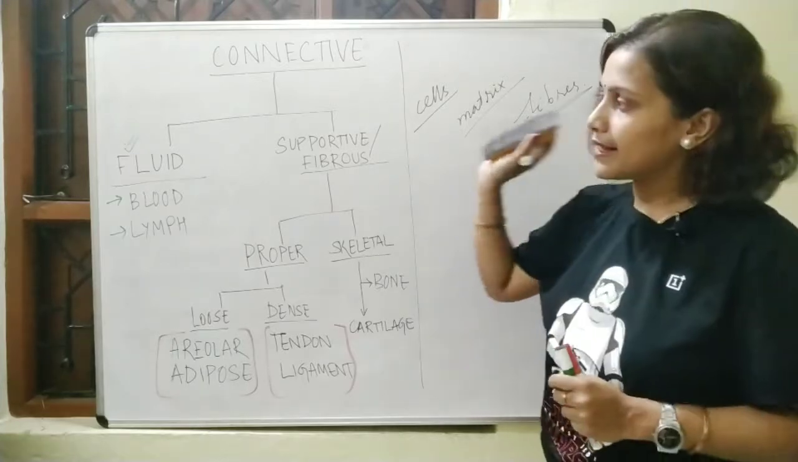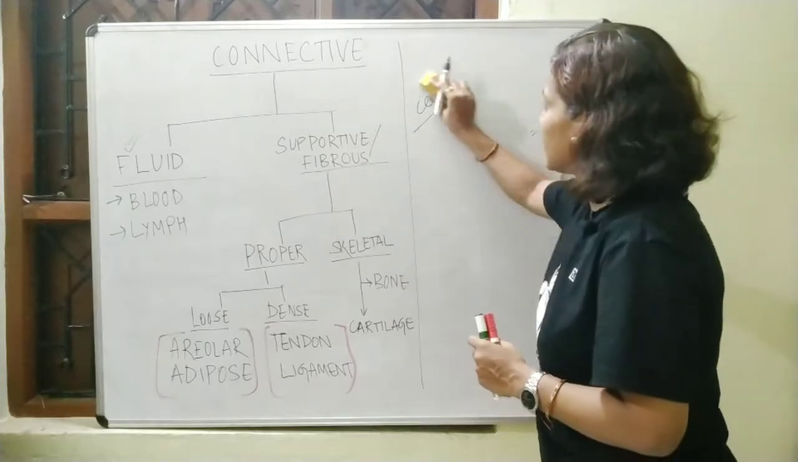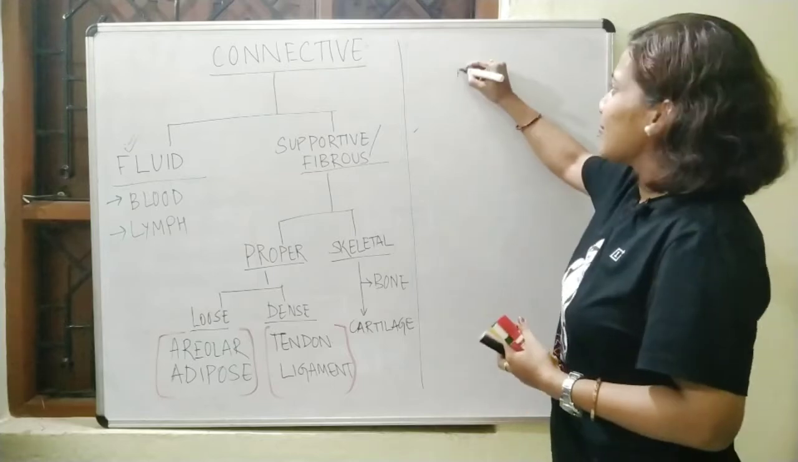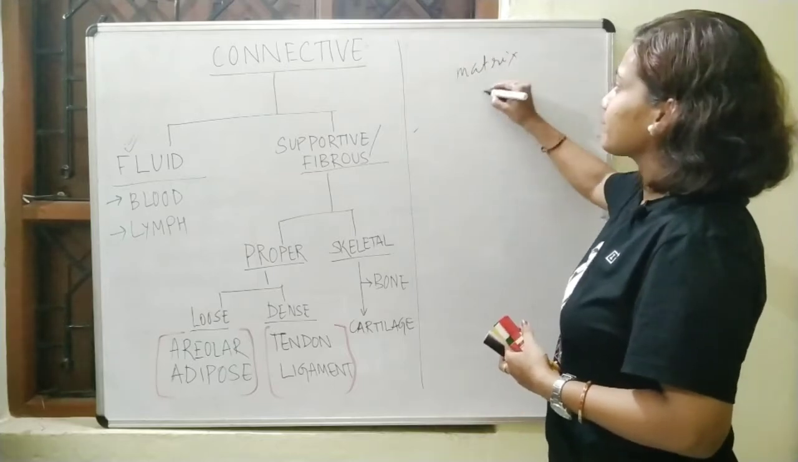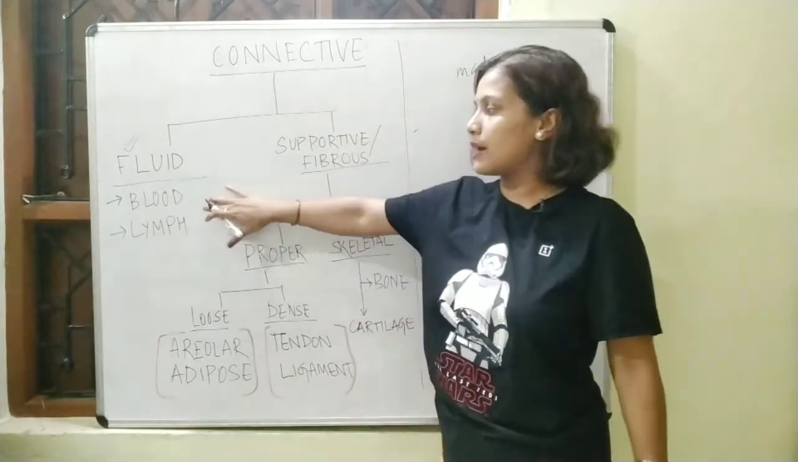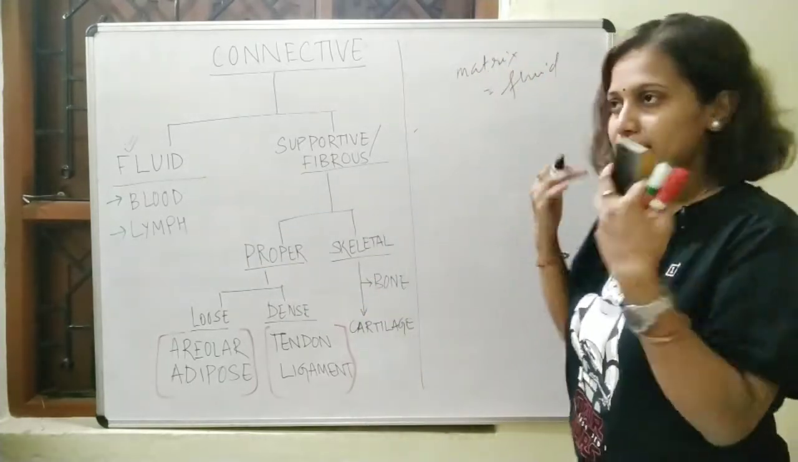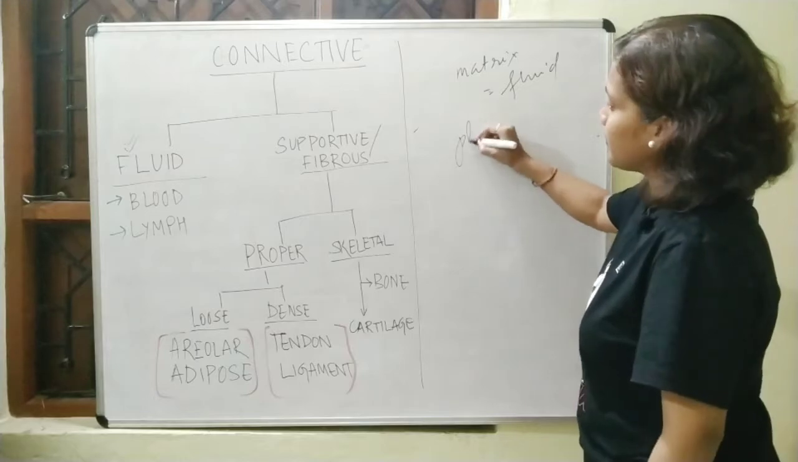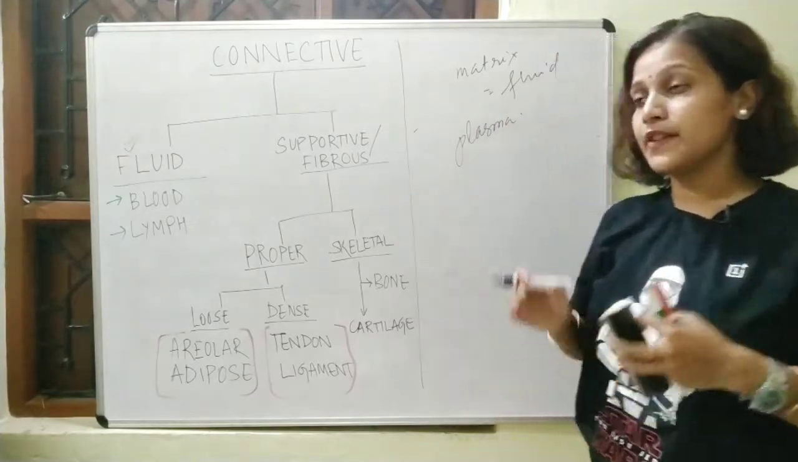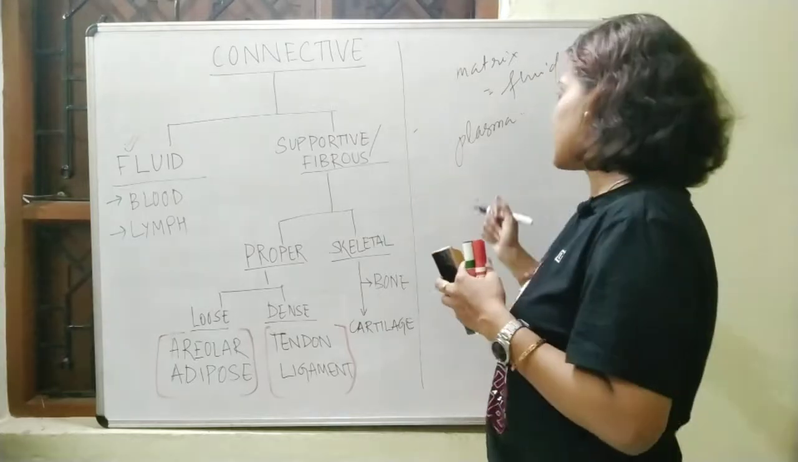Now first targeting the fluid connective tissue. Why is this term fluid connective tissue? Simple, the matrix is fluid. It's a fluid substance. And for blood and lymph, what is it? It is the blood plasma. Both for blood and for lymph, the matrix is your blood plasma.